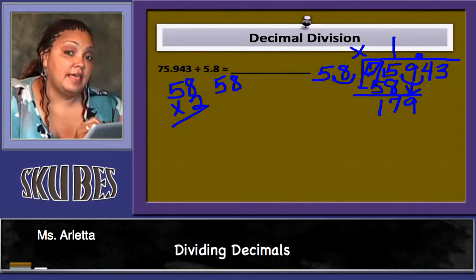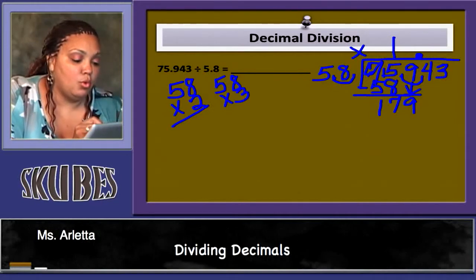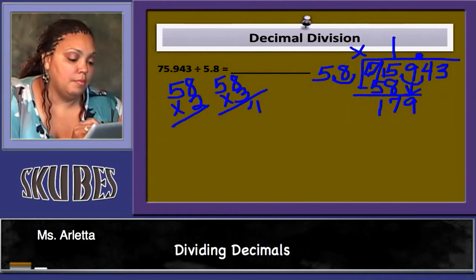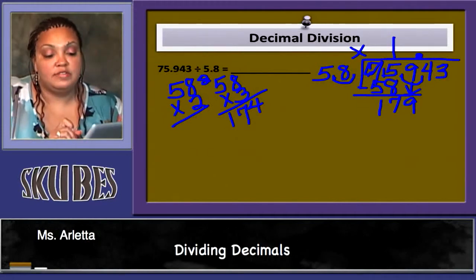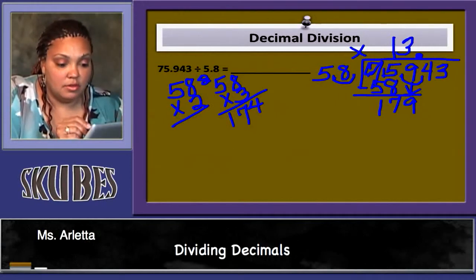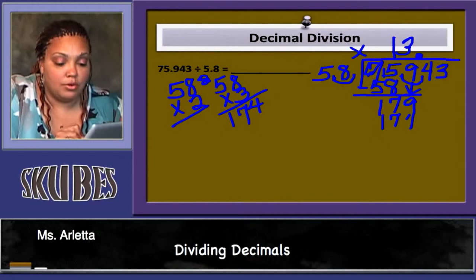Let's try, once again, it's a guess and check. One of the strategies to help you guess a number is to look at the 58 and ask yourself, 5 times what gives you a number close to the 17. So we know that 5 times 3 is 15. Let's try 3 and see if that one will work. 8 times 3 is 24. Write your 4 and carry your 2. 5 times 3 is 15, plus that 2 makes 17. Now you have 174, which is lower than the 179, so 3 will work in this case. 3 times 58, we just multiplied it here, so your answer is 174. When you subtract, you're left with 5. You bring down your 4.